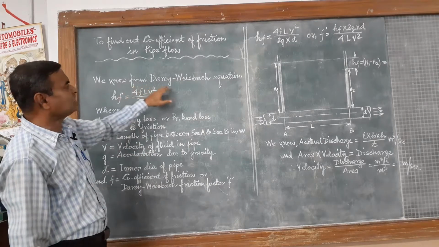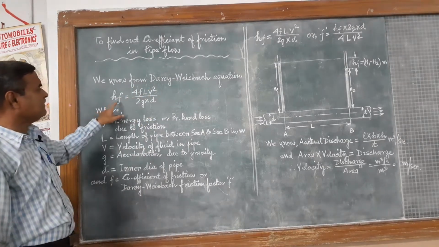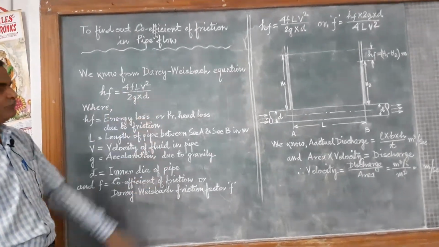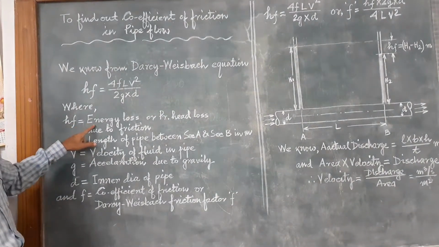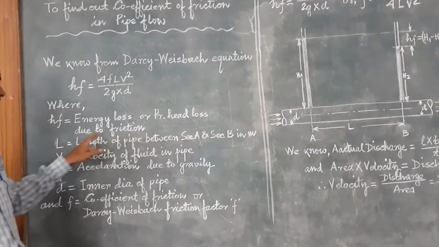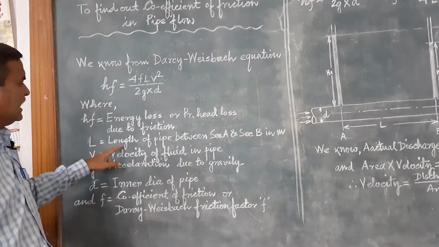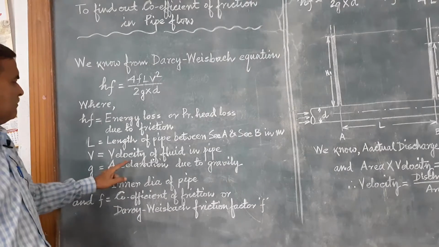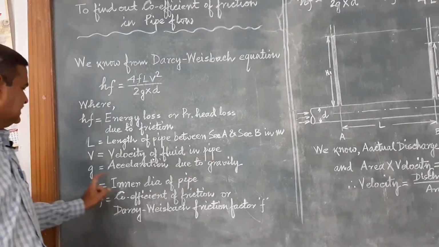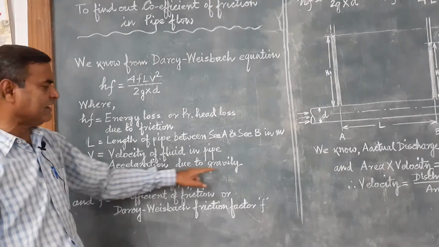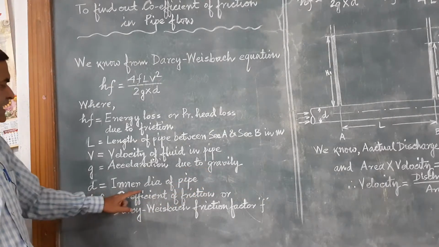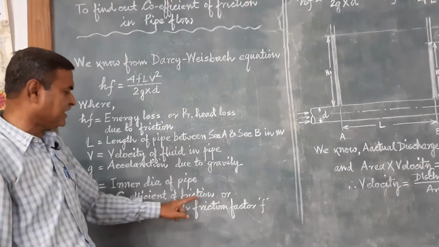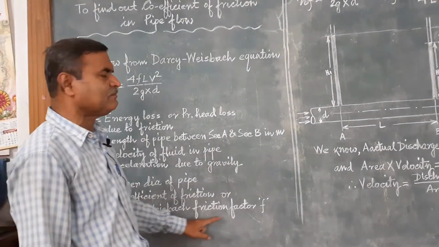We know from the Darcy-Weisbach equation that hf equals 4fLV squared divided by 2gd, where hf is the energy loss or pressure head loss due to friction, L is the length of pipe between section A and section B, V is the velocity of fluid in the pipe, g is the acceleration due to gravity, small d is the inner diameter of the pipe, and f is the coefficient of friction or Darcy-Weisbach friction factor.